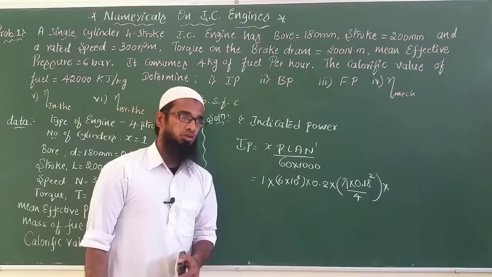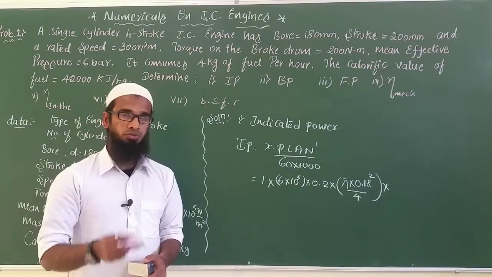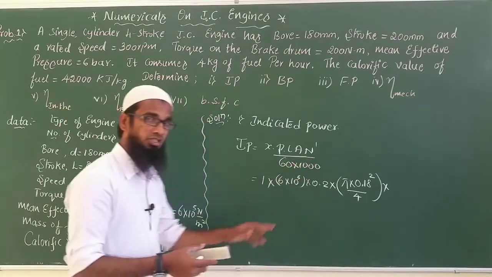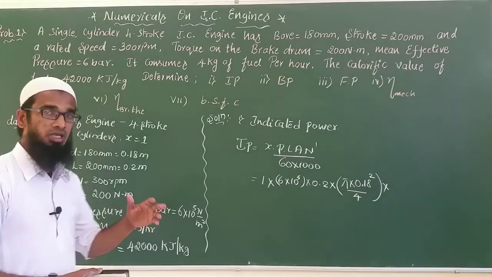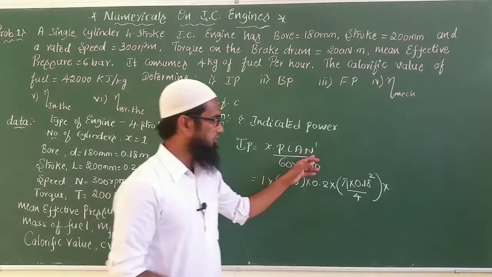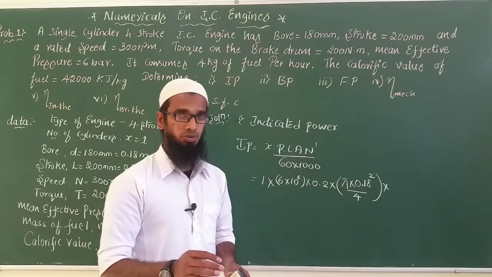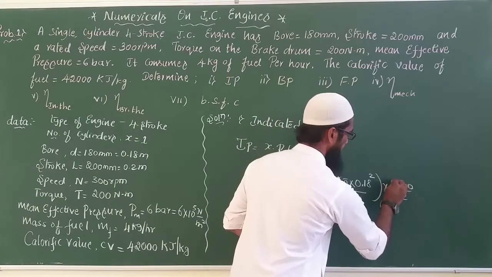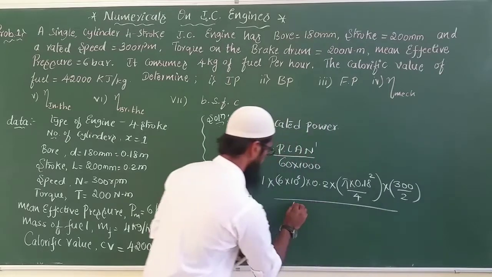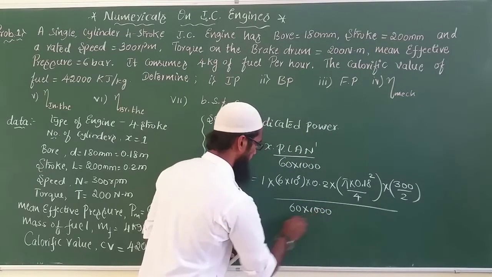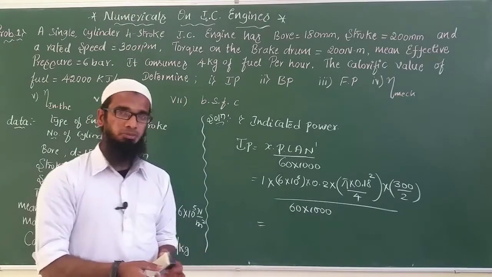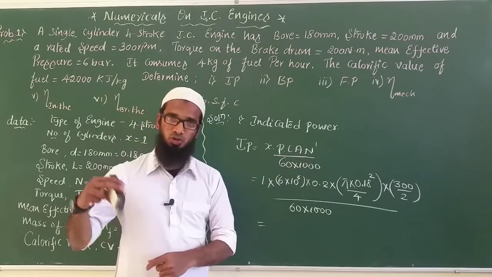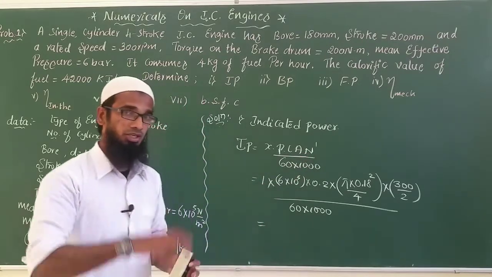Now n dash. For a 4-stroke engine, power is generated once for every 2 revolutions. The speed given is 300 rpm, which is capital N, but n dash is N by 2 for a 4-stroke engine, so it is 300 by 2, and the denominator is 60 into 1000. In the case of a 2-stroke engine, n dash is the actual speed given, directly 300.